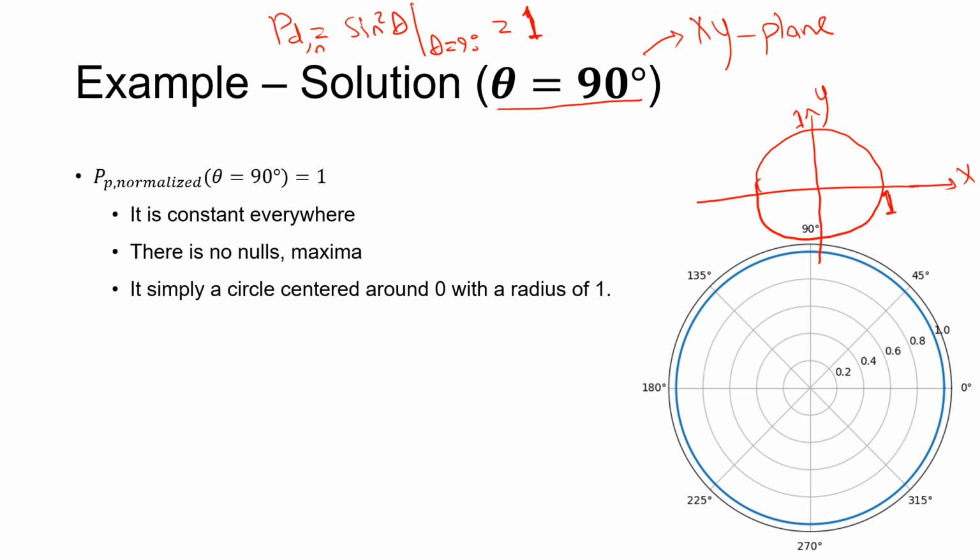So if you look from any phi angle, because here we are varying phi, right? In the previous slide we were varying theta. So at any angle, it's a circle, so it's equal everywhere.